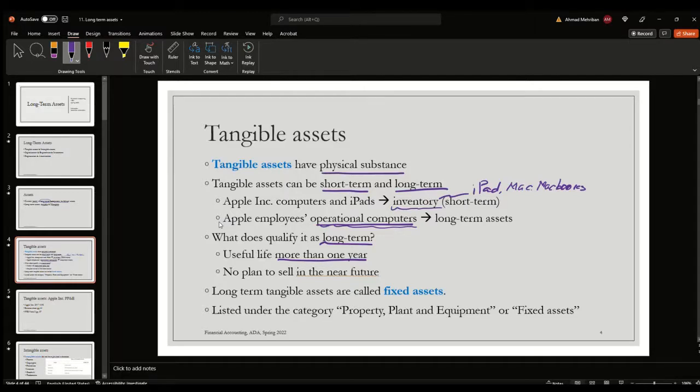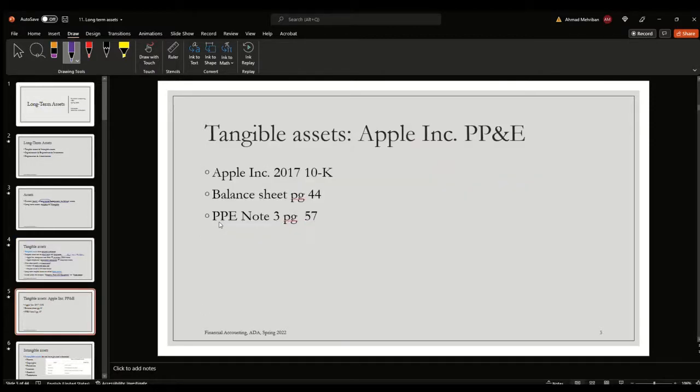Now, long-term tangible assets are also called fixed assets. They usually get listed under the category called property, plant, and equipment, or PPE, as I will be calling it quite often, also known as fixed assets. So let's take a look at the Apple Corporation's annual report, the 10-K, and continue with our slides.